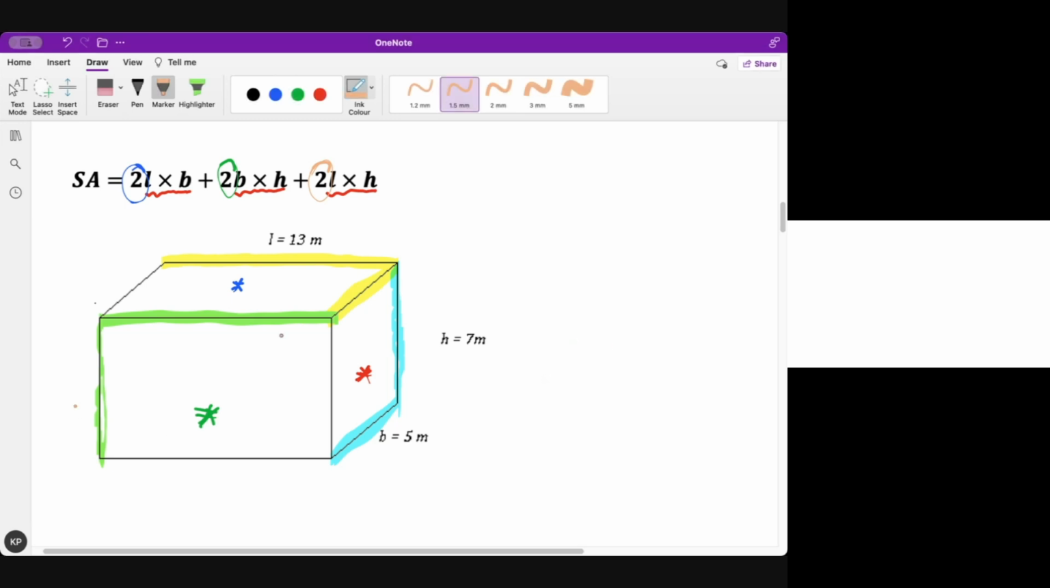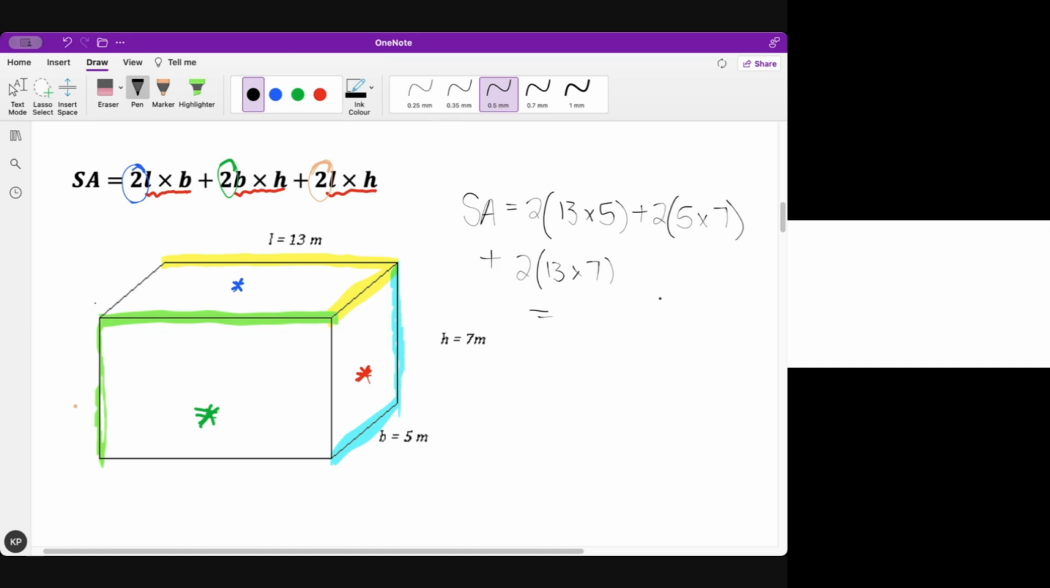Great. Now, I actually want us to work out the surface area of this rectangle that we can see here. Okay. So then you would say, surface area, which is what SA is, that is not for South Africa, that is surface area, is equal to 2 times length times breadth. So that would be 13 times 5 plus 2 times breadth times height. So that's 5 times 7 plus 2 times length times height. So that's 13 times 7.